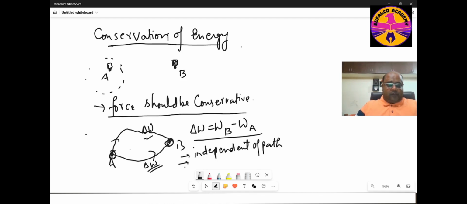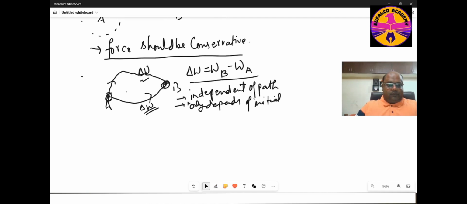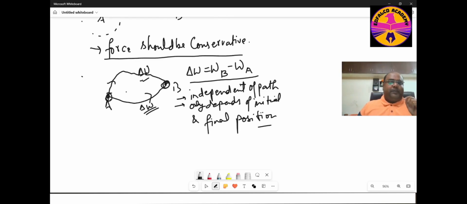Another important factor of this force is that the force is such that it produces a work done which is independent of the path. And the second point is that the work done only depends on the initial and final position. If this is the situation, then I can very well say that this force must be conservative.